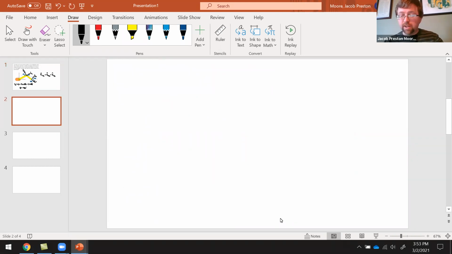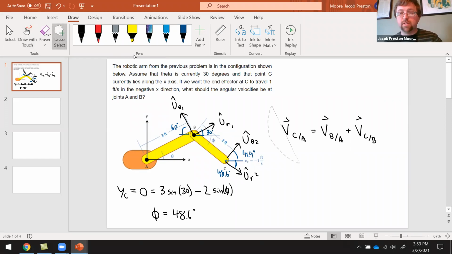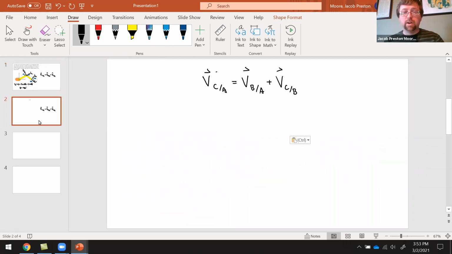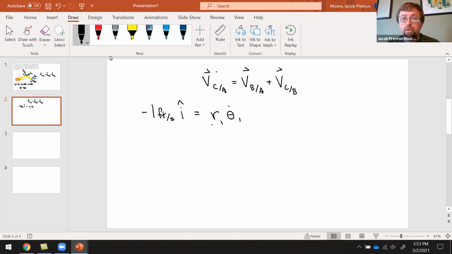All right, so let's copy this over so we have it available. What I know is the final velocity of C with respect to A. I know that it is -1 foot per second in the x direction, so that is the i unit vector. So that is going to be equal to 2 simple rotations: r1 theta dot 1 in the U theta 1 direction plus r2 theta dot 2 in the U theta 2 direction.